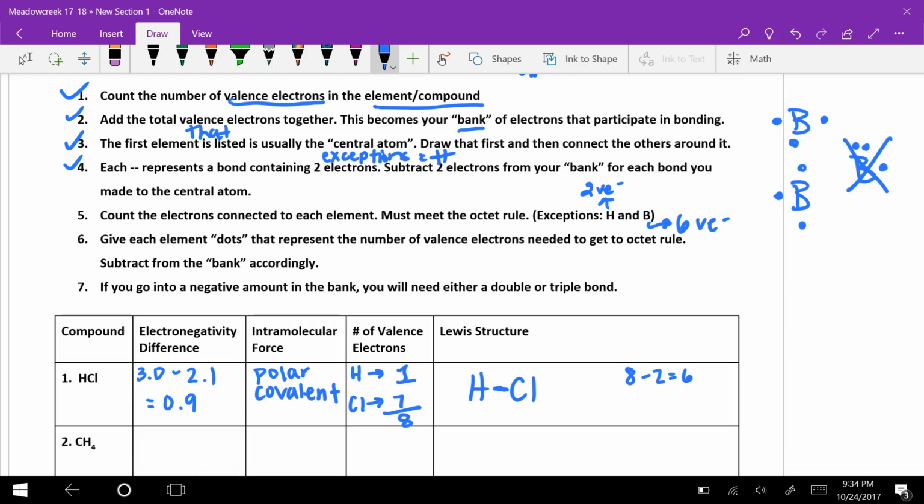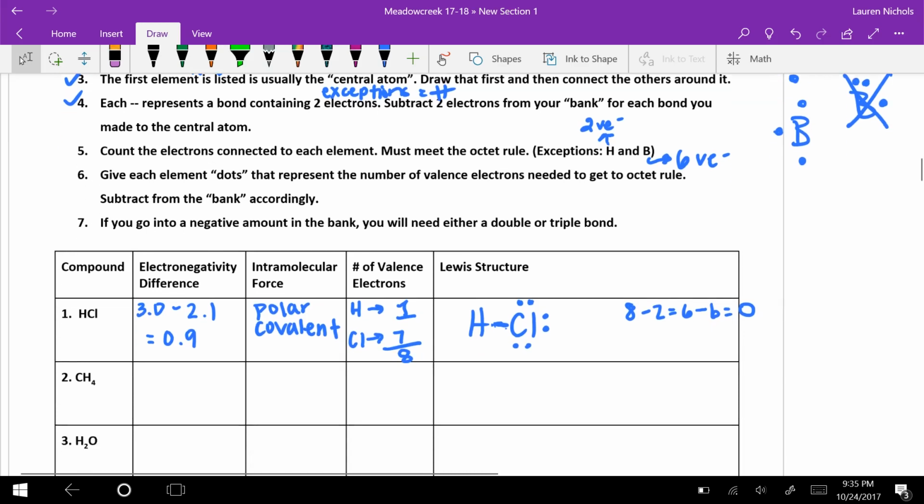So we check the octet. Hydrogen has the 2 bonds, or the 2 electrons in the single bond, so it is satisfied. Now chlorine only has 2. It needs 8. So that means it needs 6 more. Well, look at this. We have 6 in our bank here. So if I take the 6 electrons and I put them as lone pairs around the chlorine, that uses up all the electrons in my bank, and now both hydrogen and chlorine are satisfied with their octet.